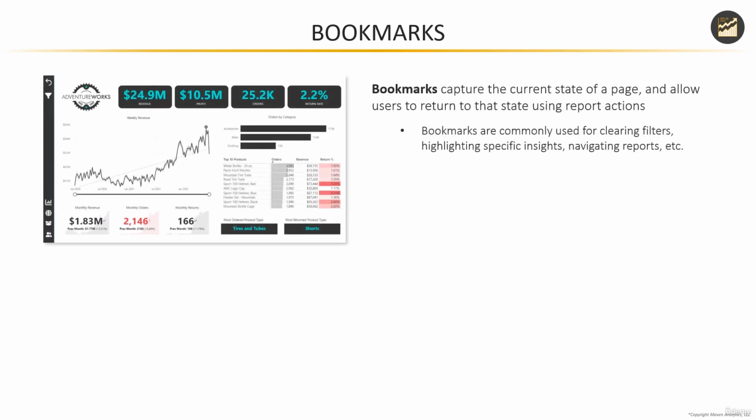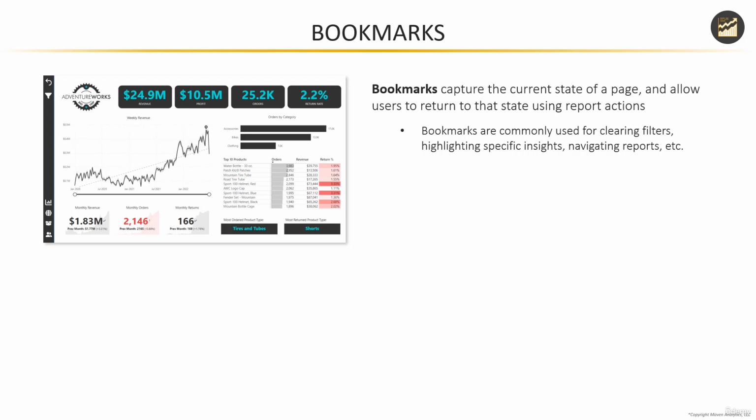And the first thing we're going to explore is called bookmarks. So bookmarks essentially capture the current state of a report page, including any filters that have been applied. And then they allow users to return to that exact state using something called report actions. A few common use cases for bookmarks include clearing all filters on a page, returning to an unfiltered state, highlighting specific insights or patterns, or helping users navigate report pages or views.